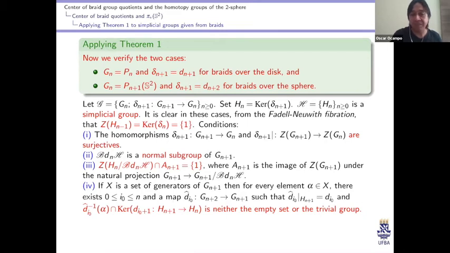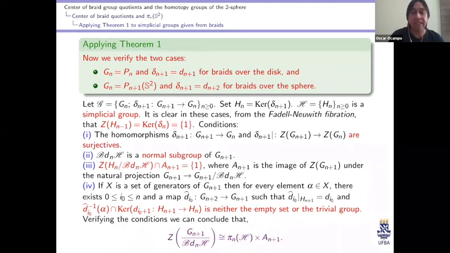The last condition will be verified easily because we have the total collection of forgetting maps for pure braid groups over surfaces. So we will check it.